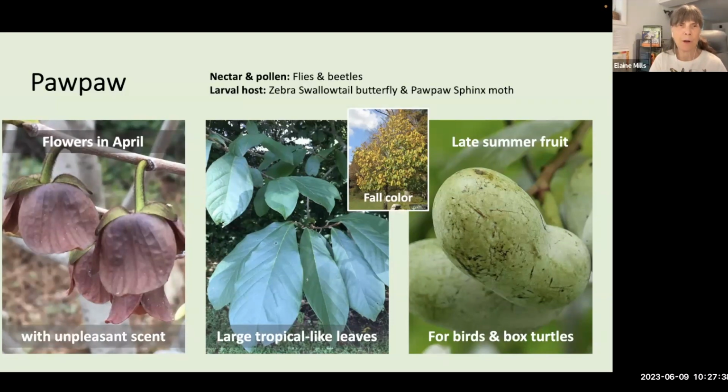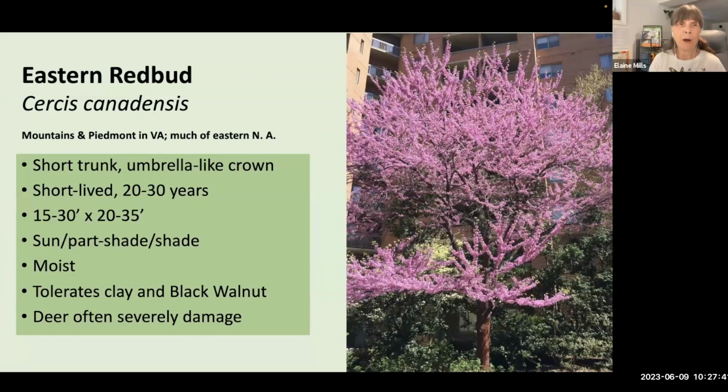Eastern redbud, Cercis canadensis, is another tree with a short trunk, an umbrella-like crown. It ranges from 15 to 30 feet in height. This particular tree tends to be somewhat short-lived, and I think this has something to do with the fact that it doesn't have a really well-defined central leader, and it may get somewhat misshapen in its growth.